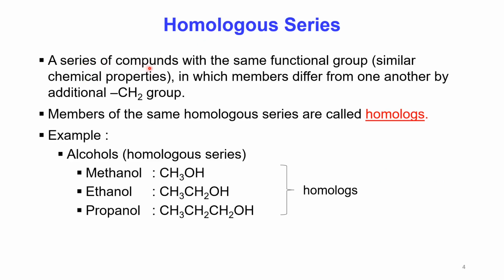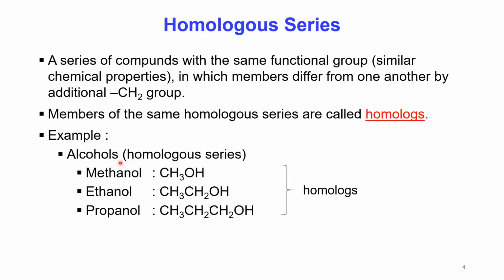A homologous series is a series of compounds with the same functional group or similar chemical properties, in which members differ from one another by an additional CH2 group. So this is the definition of homologous series. Members of the same homologous series are called homologs. Okay, so members in the same homologous series we call homologs.